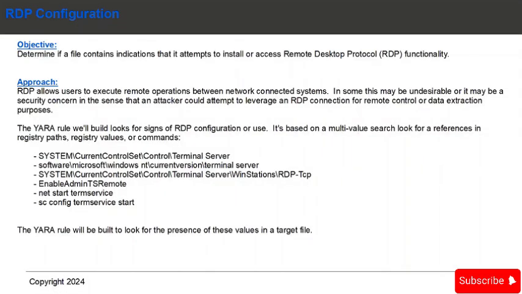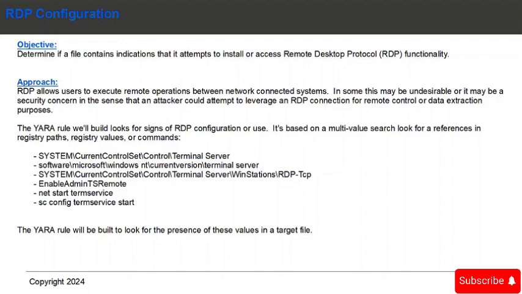Another common remote access protocol and configuration is RDP. This is the remote desktop protocol. It used to be called terminal server, terminal services from Microsoft. So you'll still see a lot of old references or backwards references to that technology, even though we're talking about RDP. RDP is the remote desktop protocol, and it allows users to execute remote operations between network connected systems.